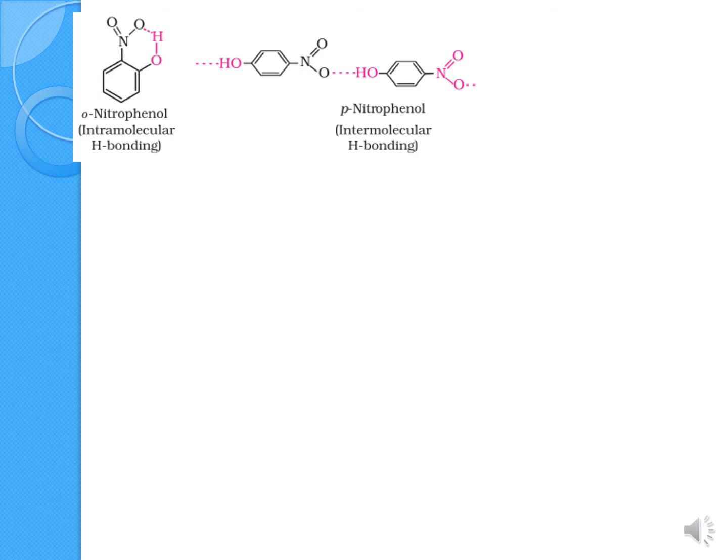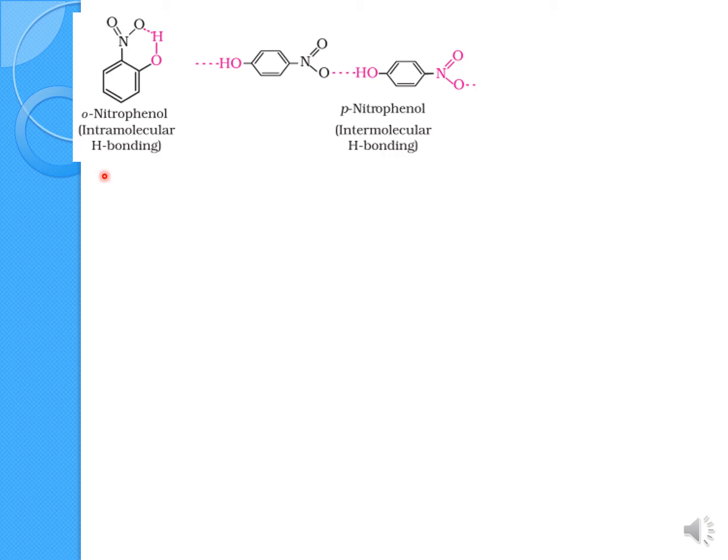Now these two figures represent the intramolecular hydrogen bonding in orthonitrophenol and the intermolecular hydrogen bonding in paranitrophenol. In this orthonitrophenol, the hydrogen atom of the OH group is bonded to the oxygen atom of the nitro group. So in this case, the hydrogen bond is formed within the molecule. That is called intramolecular hydrogen bonding.